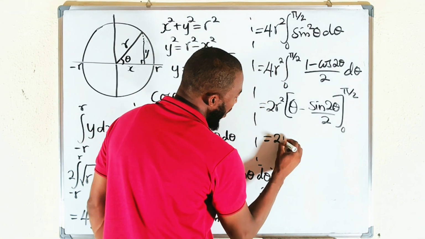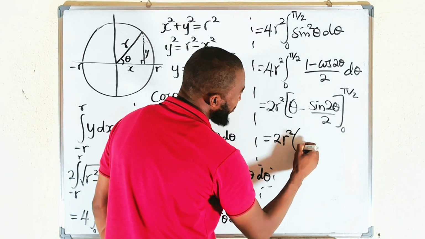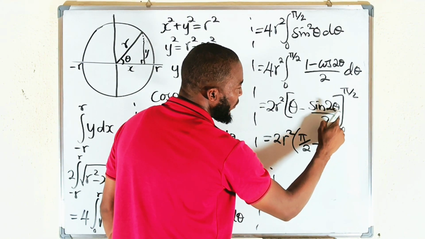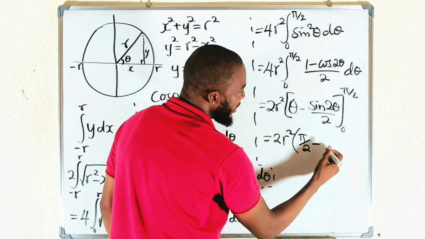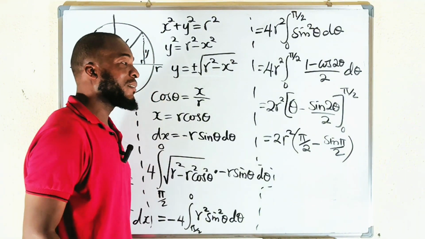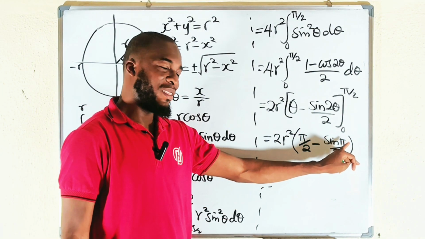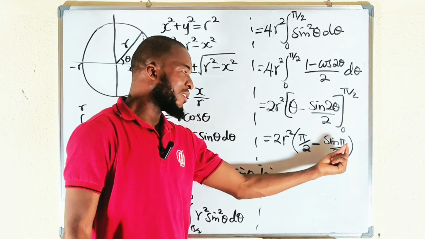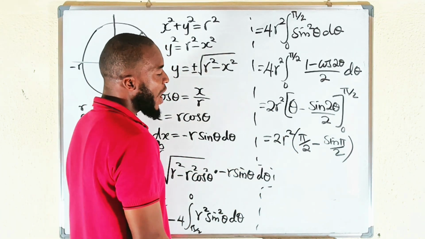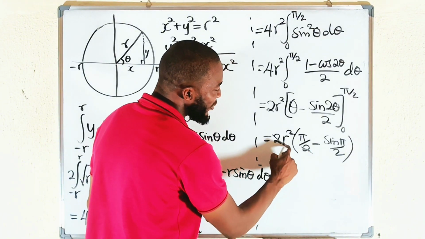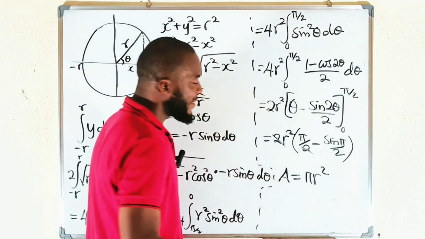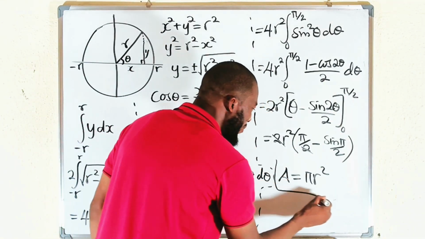So this is equal to 2r squared multiplied by theta, which is pi over 2, minus sine of 2 theta, that is 2 times pi over 2, which is simply pi, sine of pi. And sine of pi is 0. Yes. So everything here will be 0. Minus 0, nothing there. We only have pi over 2 inside, multiplied by 2r squared. The 2's will cancel. We have r squared times pi, which is pi r squared. And hence, this is the area of a circle, pi r squared.